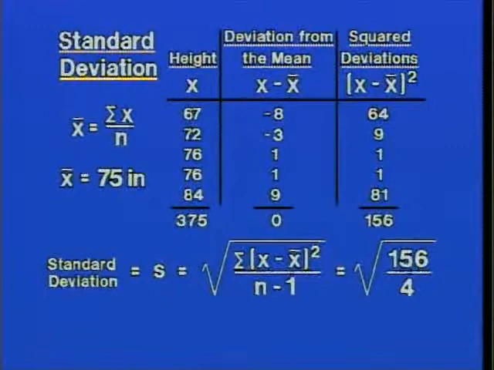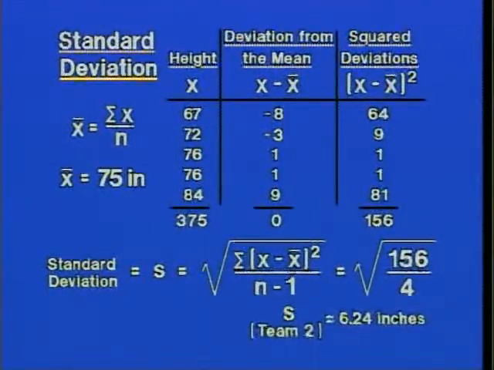Don't forget now that in the denominator there under the radical it's n minus 1, and n is 5 in this case, so the number is 4 in that denominator. 156 divided by 4 turns out to be, I think it's 39. The square root of 39 is approximately 6.24. So the standard deviation for Team 2 is approximately 6.24 inches.